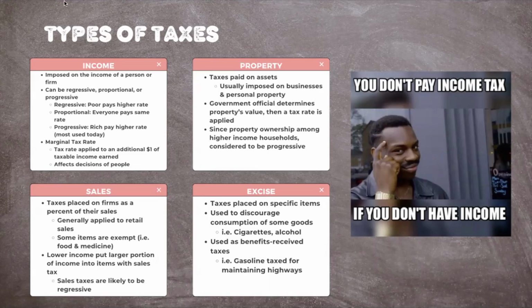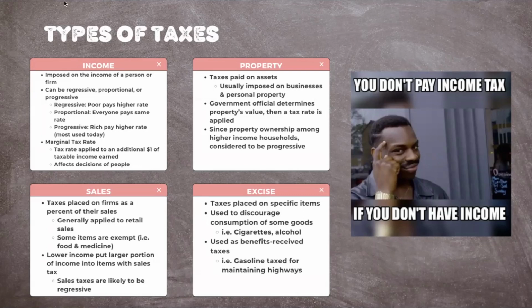Regressive tax means that lower income people pay a higher tax rate. Proportional means that everyone pays the same rate, and progressive means that higher income people pay a higher rate, which is the most common type of income tax used today. There is also a concept known as the marginal tax rate, which is the tax rate applied to an additional dollar of taxable income that is earned.